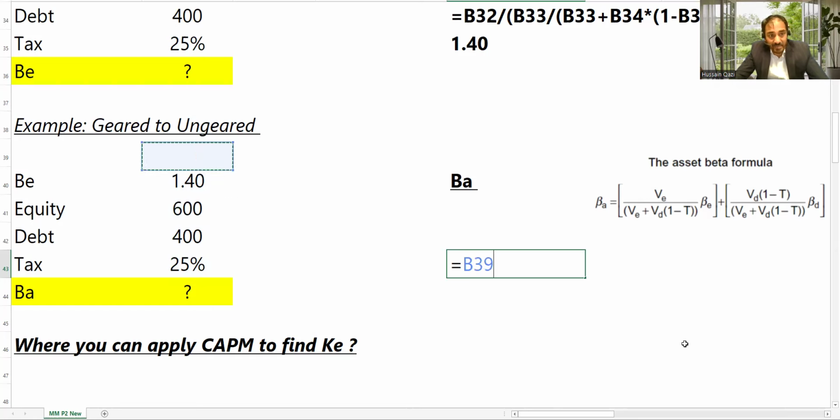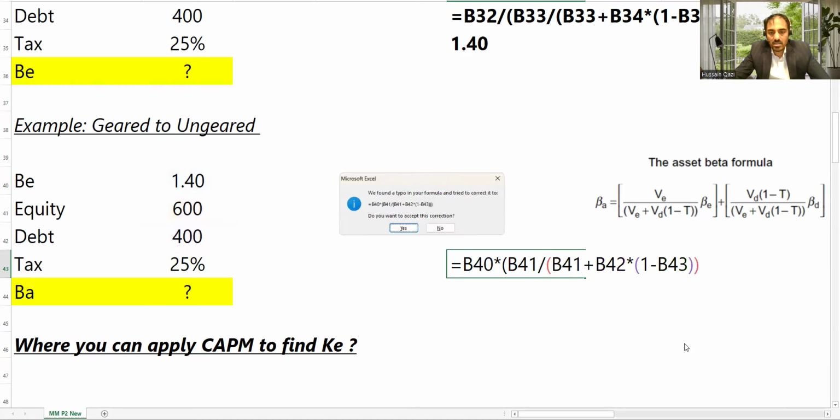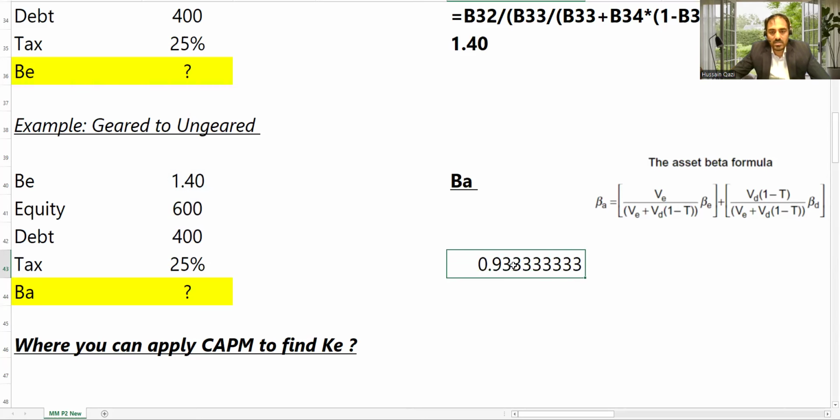If beta equity is available, you need to rearrange: beta equity multiplied by bracket open 600 divided by 600 plus this 400 multiplied by (1 minus T). That's simple.